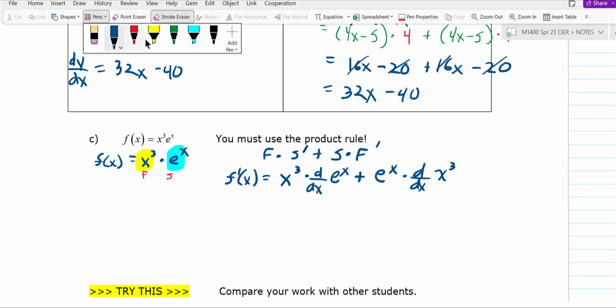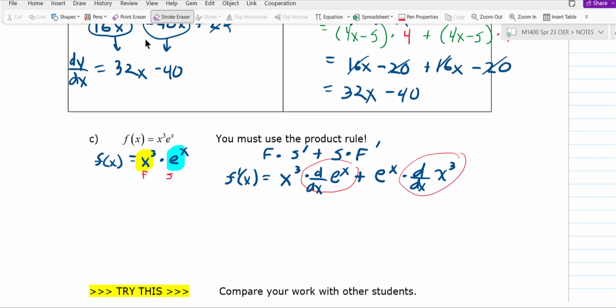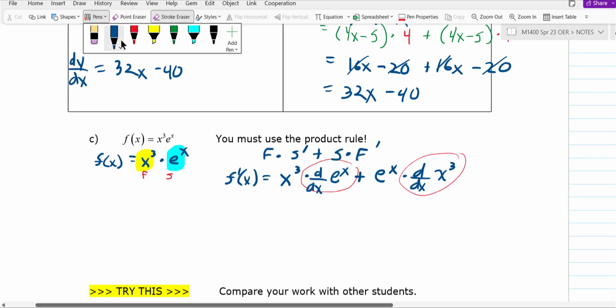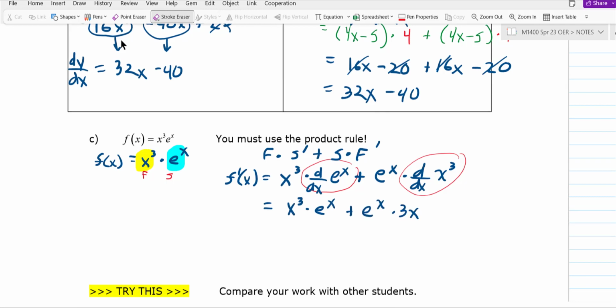Now, the nice thing about these two derivatives is if you know the rules, you got it. What's the derivative of e to the x? E to the x, okay, right? What's the derivative of x to the third? 3x to the second. Everybody seems to know that. And e to the x, you'll start seeing that all the time, so you'll have that down, I think. So we would have x to the third times e to the x plus e to the x times 3x to the second.